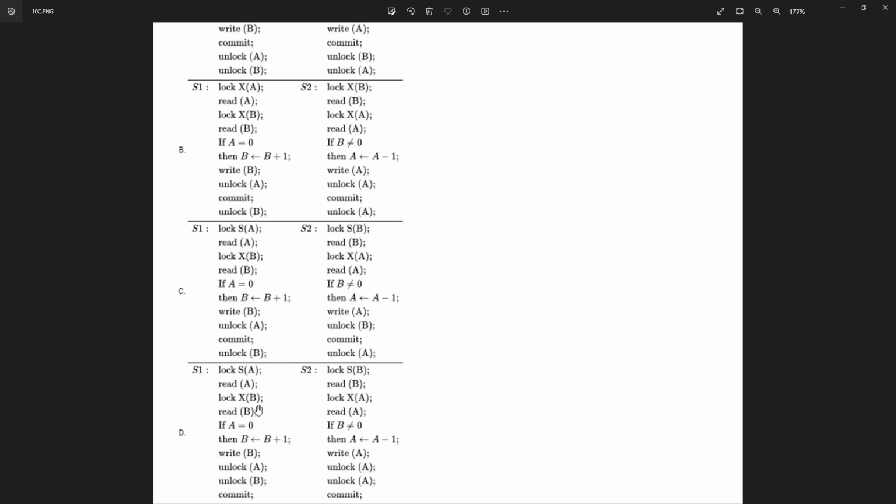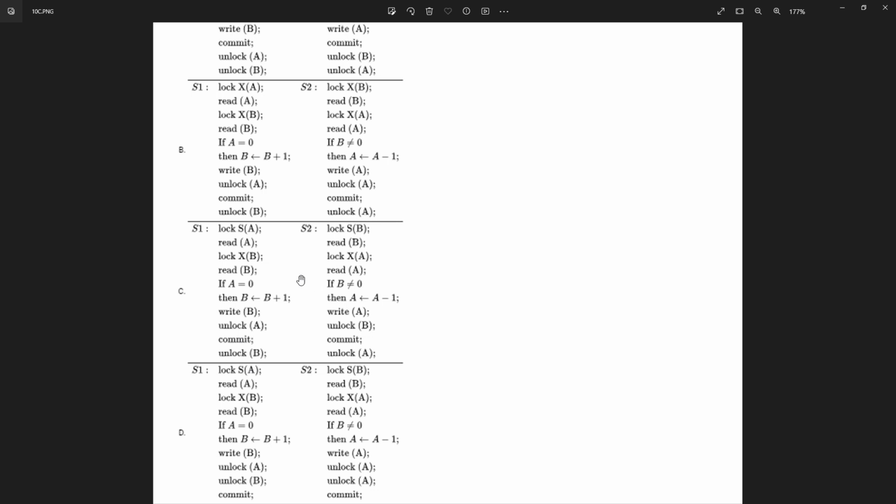Before option C, go with option D. In option D, can we delete the option? Delete this option. In what sense? Unlock of B, the first one. In S1, unlock of B requires what? Commit, as it is performing a write operation. So option D is also eliminated.